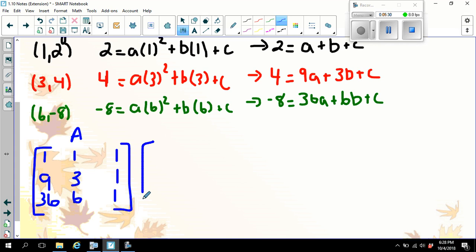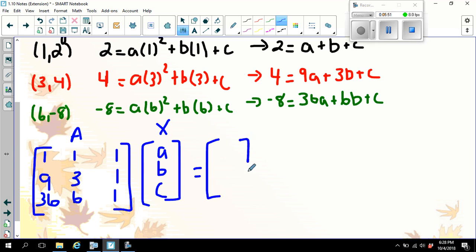Then we multiply that by our variable matrix. Now notice here we have a, b, and c. So that's what we're trying to find. Then we set it equal to our B matrix. And this only consists of the y values over here, okay? The constants. So we have 2, 4, and negative 8.